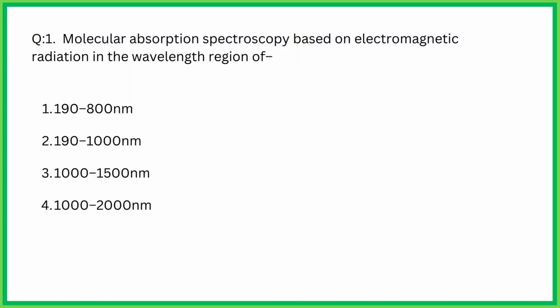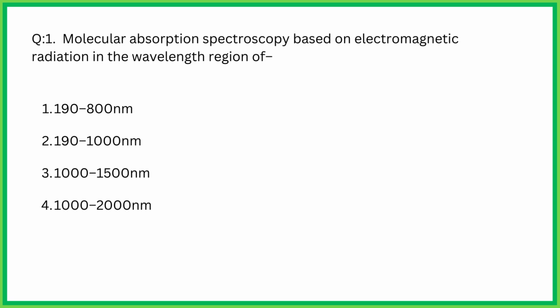Question number 1. Molecular absorption spectroscopy is based on electromagnetic radiation in the wavelength region of: option 1, 190 to 800 nanometer; option 2, 190 to 1000 nanometer; option 3, 1000 to 1500 nanometer; and option 4, 1000 to 2000 nanometer.